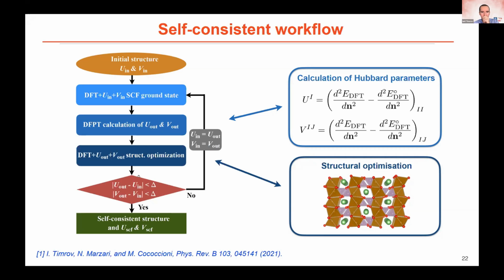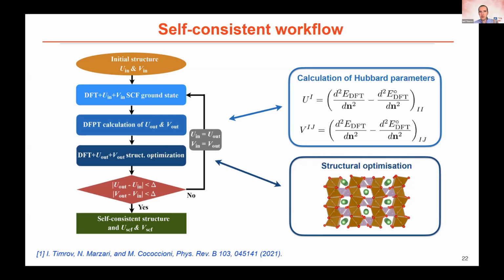So what I mean is that if we go back and say U initial equals U input equals U output and V input equals V output, so now we perform a new ground state calculation with the new Hubbard parameters, and then we recompute the Hubbard parameters again. They will have different values. This is so because we performed structural optimization using U and V. So our ground state has changed, our geometry has changed, and that's why also the U and V will be different. So now with updated U and V, we do a new optimization.